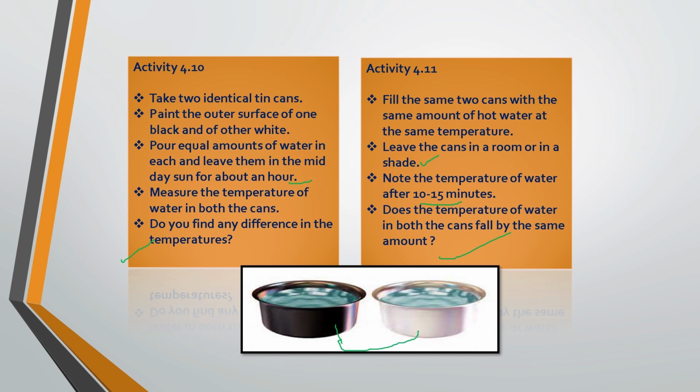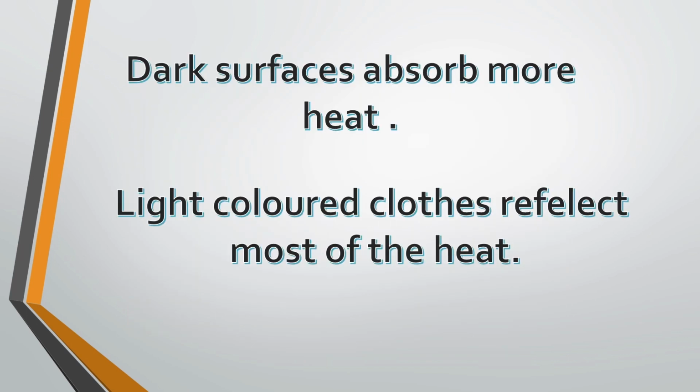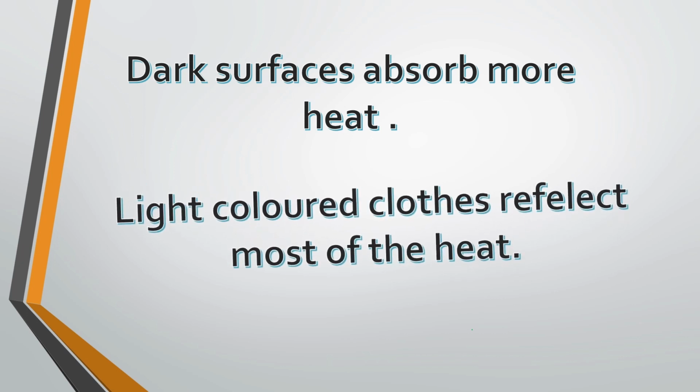So what we find? We find that the dark surface absorbs more heat and light color clothes reflect most of it. Understand? Means a dark surface absorbs more heat, and light color reflects the heat. So that is why their temperature also stays down and we feel comfortable.